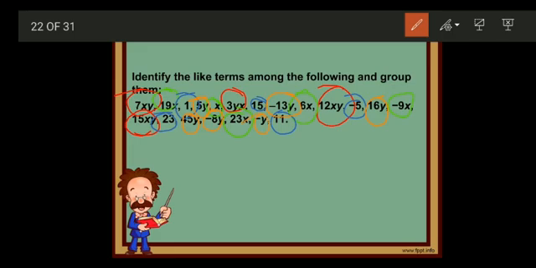So here 7xy, 3yx, 12xy and 15xy are like terms because they have variable factors x, y. And 19x, x, minus 6x, minus 9x, 23x are like terms because they have the same variable factor x. Then 1, 23, 15 and 11 are like terms. 5y, 45y, minus 8y, minus 13y, 16y and minus y. All these are like terms because they have the same variable factor y.